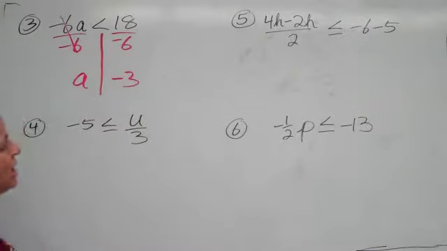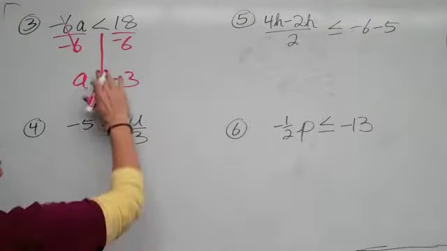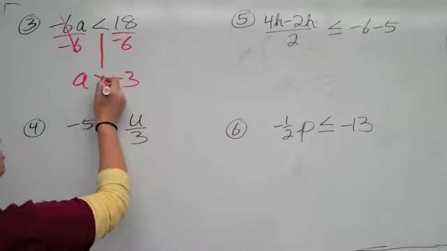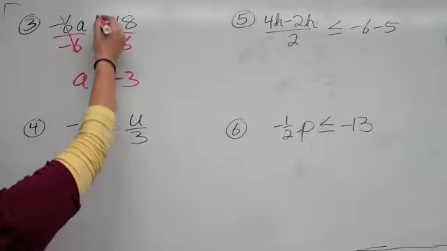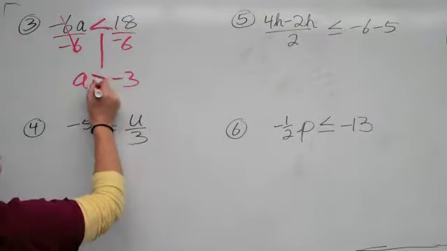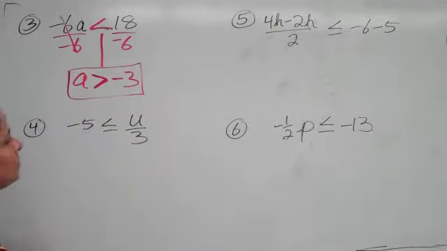Wait a minute. I just divided both sides by a negative. So what is the other trick I need to make sure I do? And it is I need to make sure I change the direction of the sign from a less than to a greater than. And there's my answer.